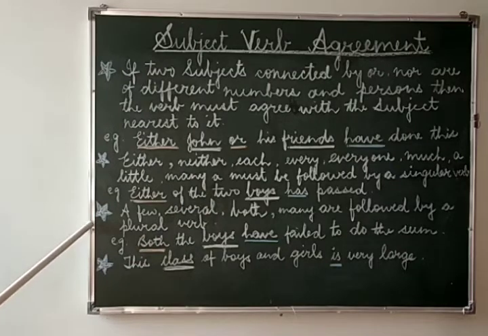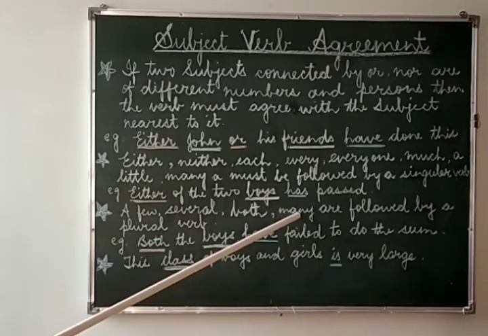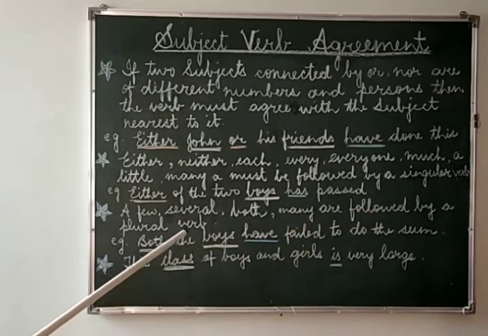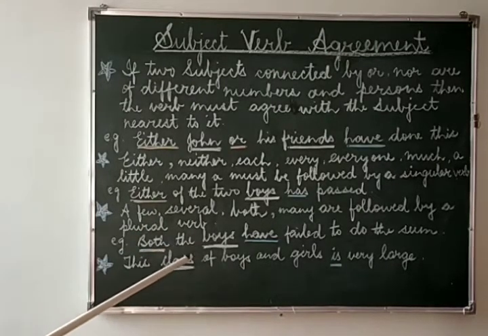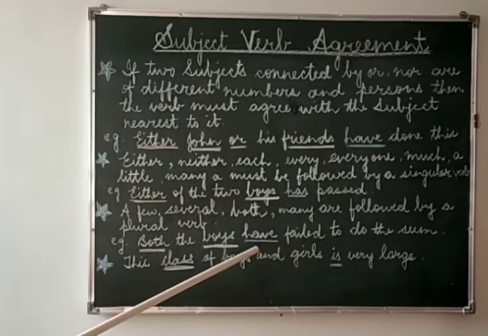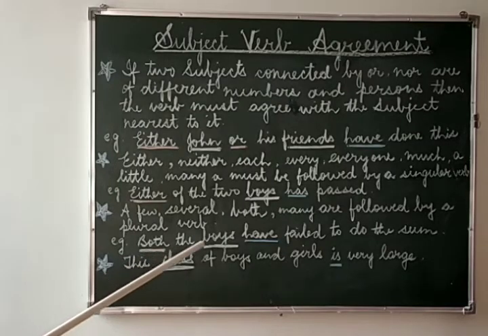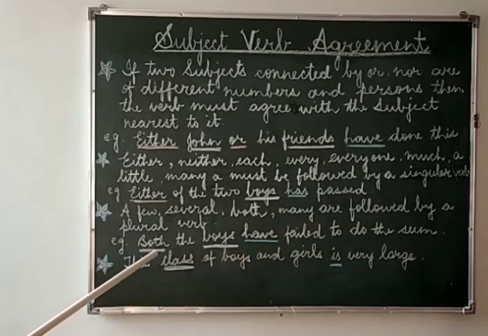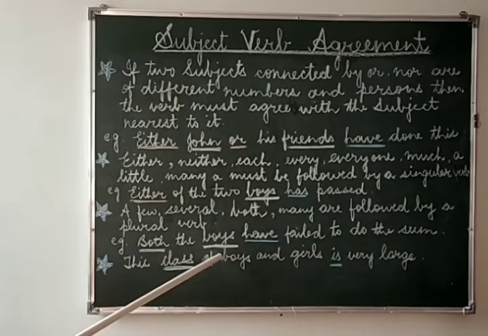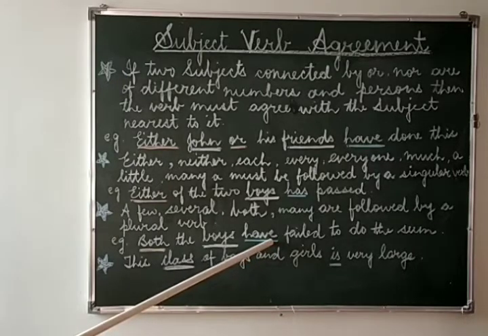Now the next rule says, a few, several, both, many are followed by a plural verb. Because a few is not one in number, it is more than one, therefore it is plural. So plural subjects must have plural verb also. Let's understand through this example. Both the boys have failed to do the sum. Here both refers to two boys and therefore the verb also must be plural.